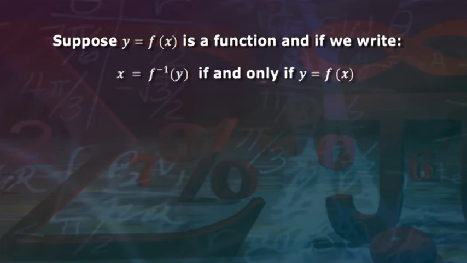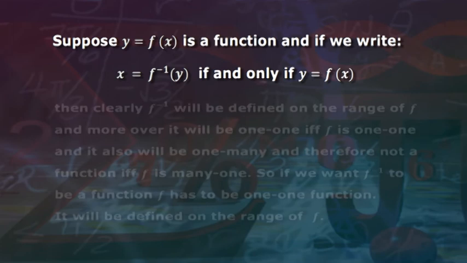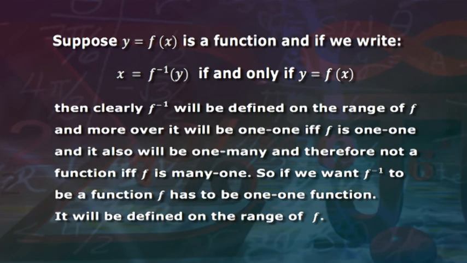Inverse function. Suppose y = f(x) is a function, and if we write x = f inverse of y if and only if y = f(x), then clearly f inverse will be defined on the range of f, and moreover it will be 1-1 if and only if f is 1-1, and it will also be 1-many and therefore not a function if and only if f is many-1.